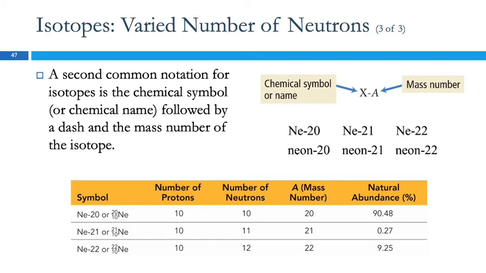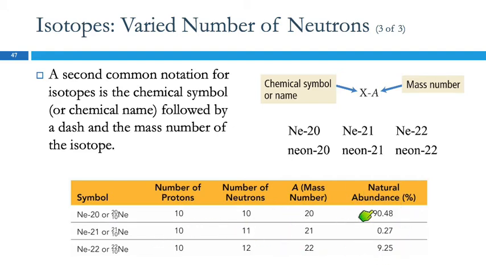So this would be like neon 20, neon 21. And so this is just summarizing these 3 different isotopes, a couple of different ways to indicate what they are. They all have 10 protons. Number of neutrons is different. So the mass number is 10 plus 10 is 20. 10 plus 11 is 21.